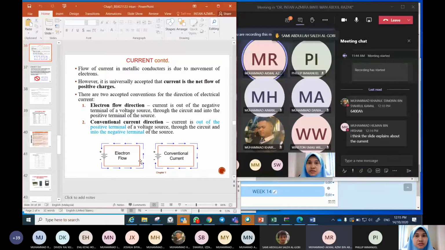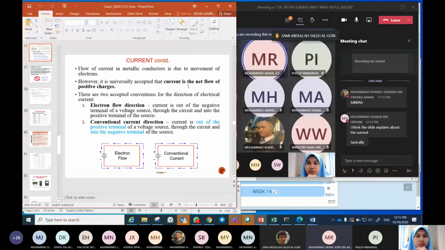But now we talk about the flow of electron and current. I think the slide explains about the current. Current will be positive when it starts from positive to negative, the current is positive.